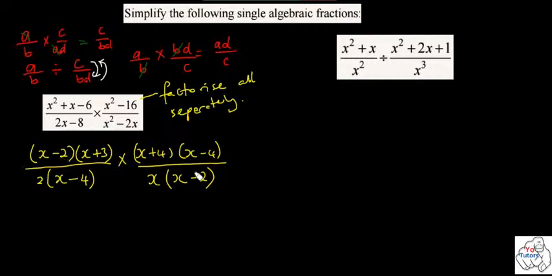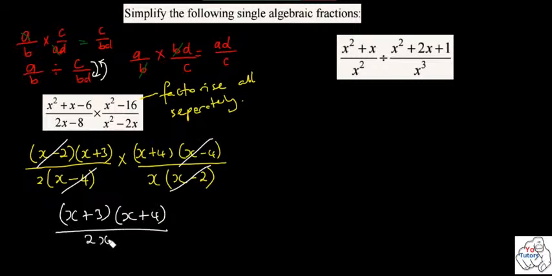Then what we can now do is look for what is common. What is common here? x minus 2, x minus 2. We cancel. What is common in denominator and numerator, we cancel. x minus 4, x minus 4. Then you're left with x plus 3, x plus 4 over 2x. The 2 and the x will multiply and you get 2x. So that will be our solution. We can't continue from there because everything is factorized.